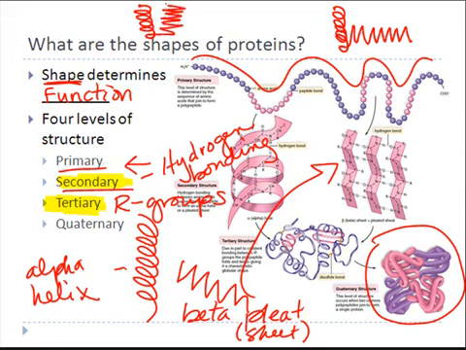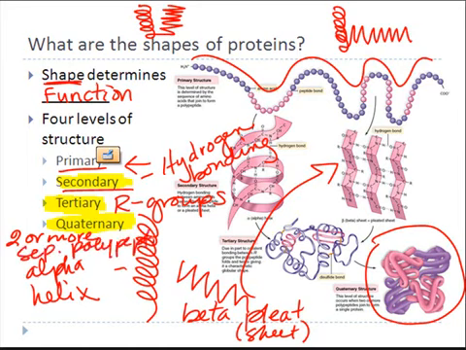That would be an example of a different tertiary structure. Again, it's because of the interactions of R groups. Lastly is quaternary structure. Now, quaternary structure is not found in every single protein. Only proteins that have two or more separate polypeptide chains can have quaternary structures.